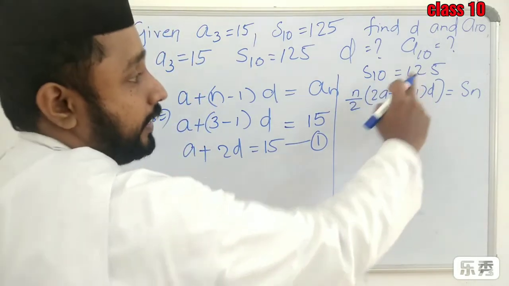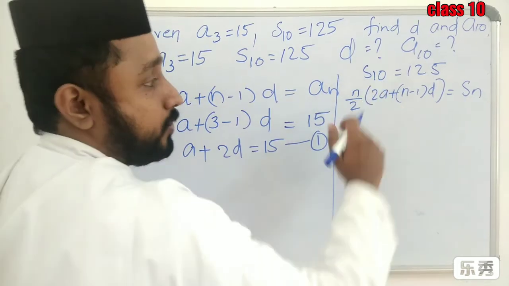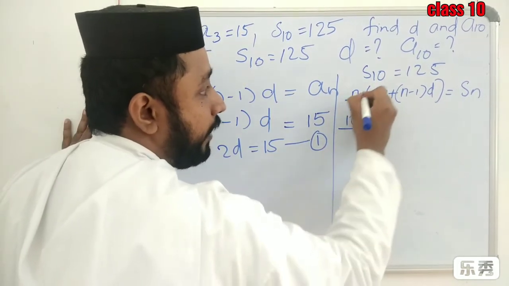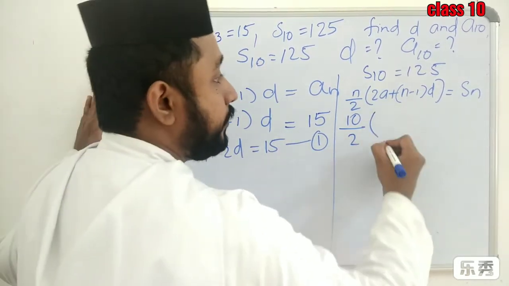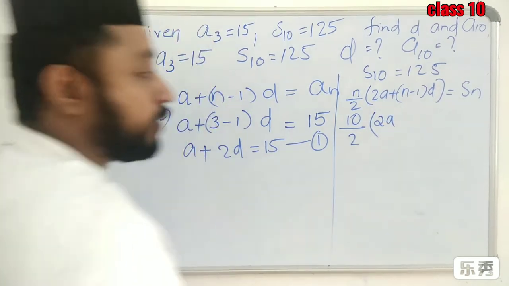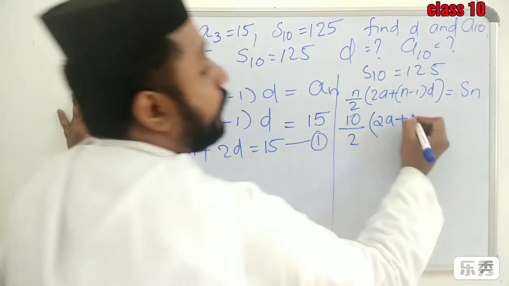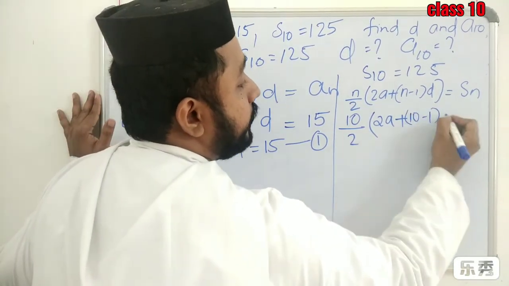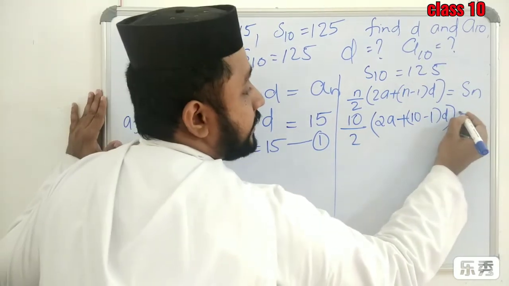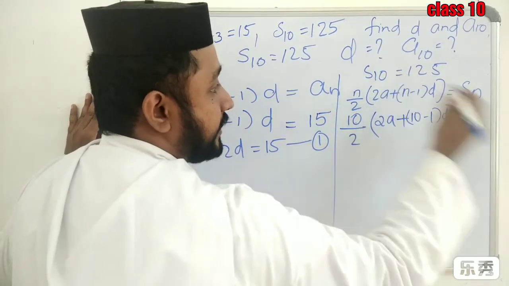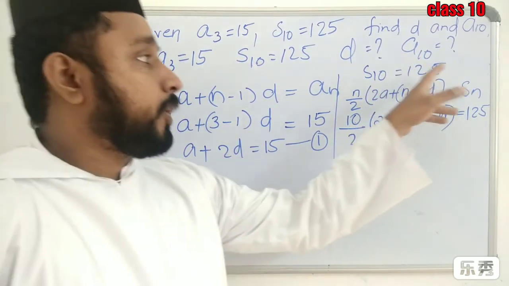Here S10 is equal to 125 means n is 10. Instead of n we write 10. So 10 by 2 into (2a plus (10 minus 1) into d), where we don't know the values of a and d, which is equal to Sn. Here n is 10, so S10, which is 125. So we took S10 is equal to 125.